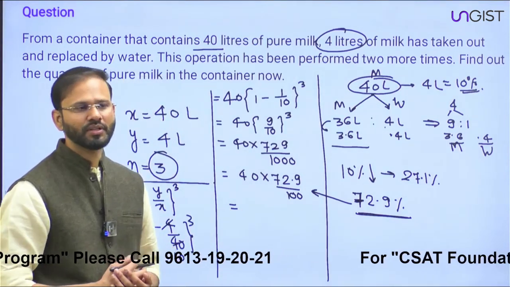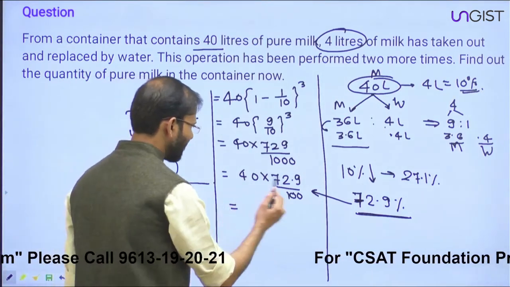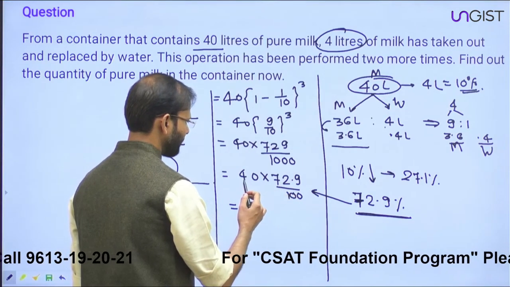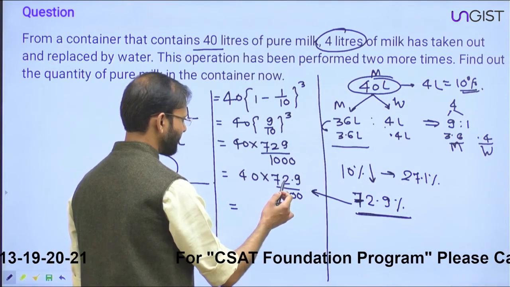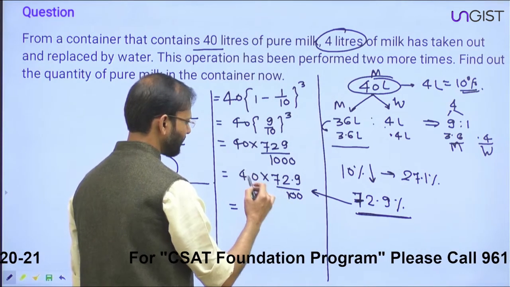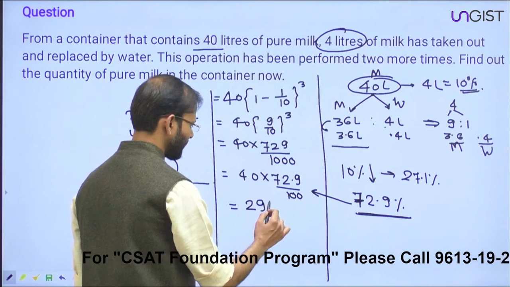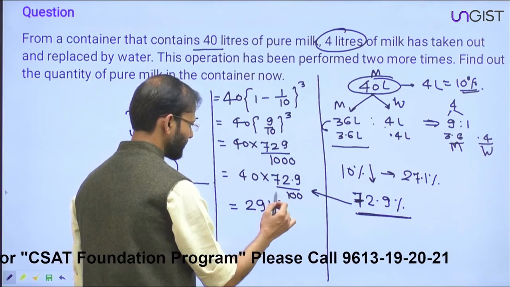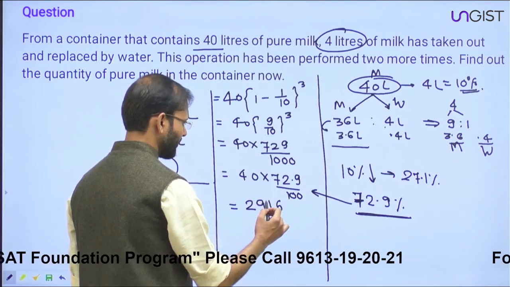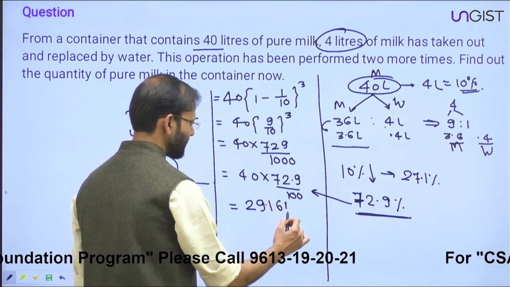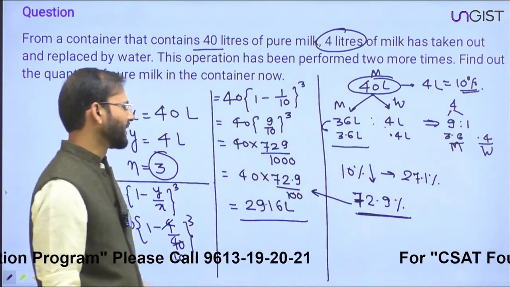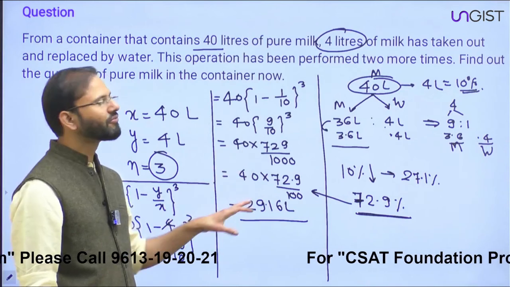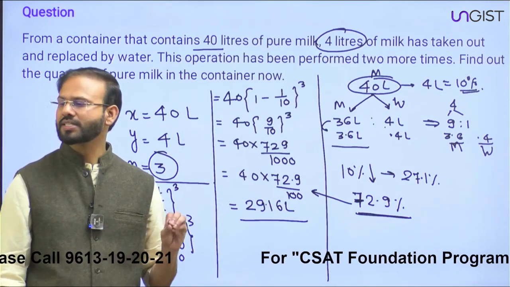729 into 4 is... 4 9s are 36, and 4 2s are 8, so 36 and 8 make 44... sorry, 29, right? And divided by this, so this is 29.16 liters. Okay, everyone, the answer is 29.16 liters. So the quantity of pure milk left will be 29.16 liters.